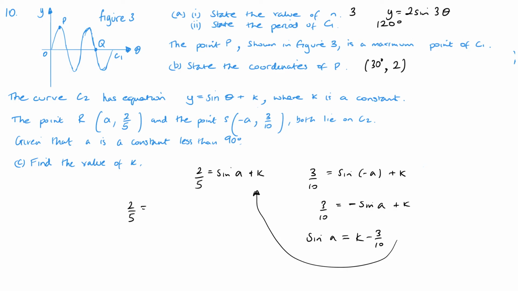So 2/5 equals k minus 3/10 plus k. So I've got 2k on the right side, and I want to add 3/10, so that's going to be 7/10. And then divided by 2, so k is 7/20, or was it 0.35? And there we have it. Weird that this is one of the last questions in the paper. Very easy question there.